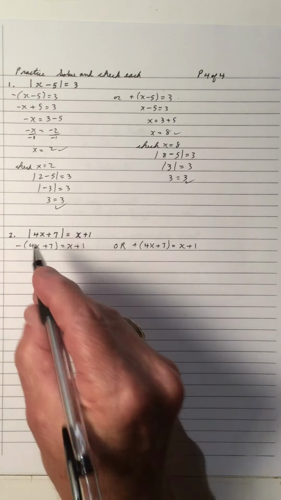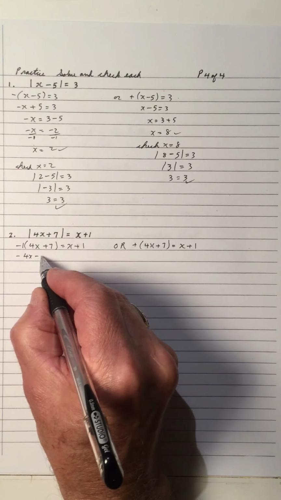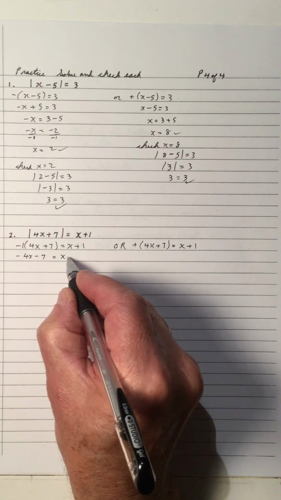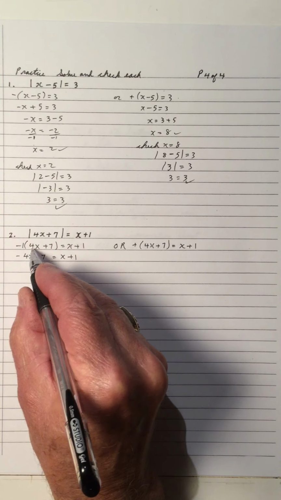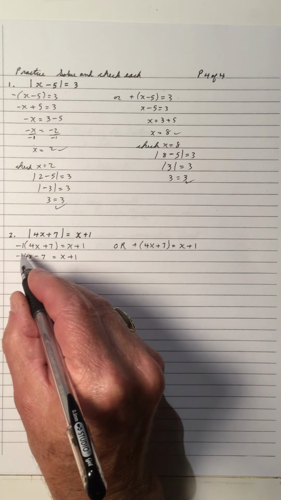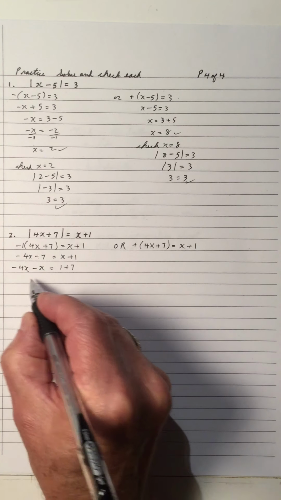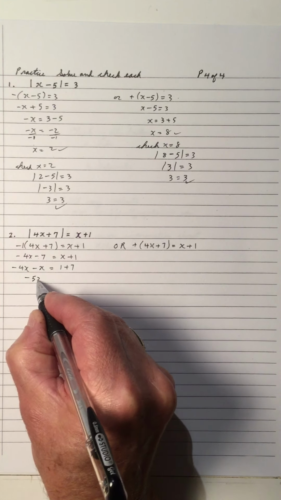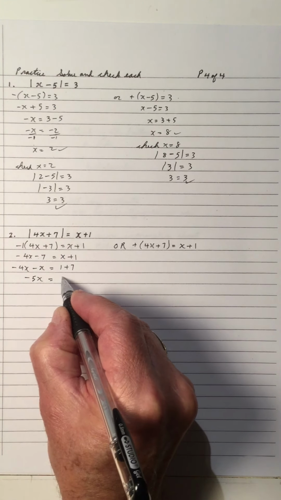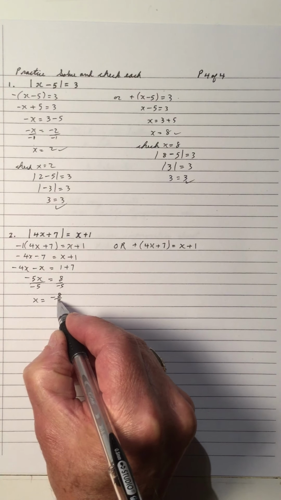So the negative makes it negative 1 times those two, is negative 1 times 4, negative 4x, negative 1 times 7, negative 7. Negative 4x minus x equals 1 plus 7. Negative 5x equals 8. Divide by negative 5. X is equal to negative 8 over 5.